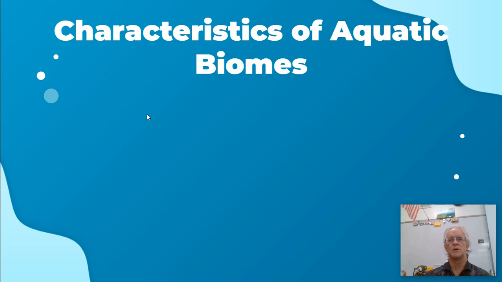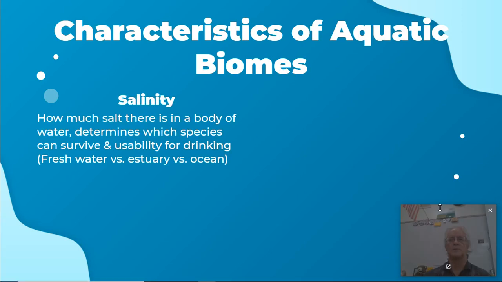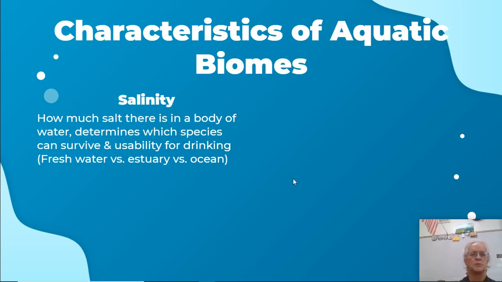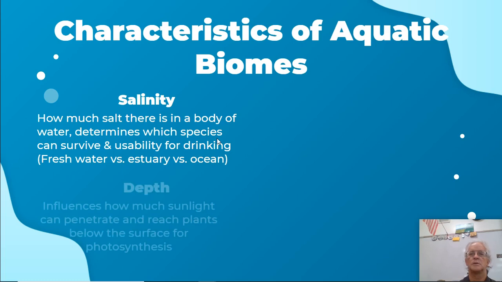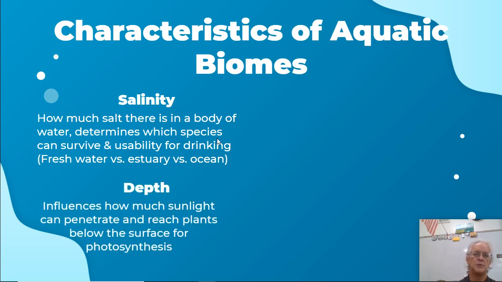So, characteristics of aquatic biomes. How salty is it? What is its salinity? How much salt is there in the body of water? This determines which species can survive and the usability for drinking, for example, freshwater versus estuaries versus ocean: fresh, mixture, and salt. The depth: how deep is it? This influences how much sunlight can penetrate and reach the plants below the surface for photosynthesis.